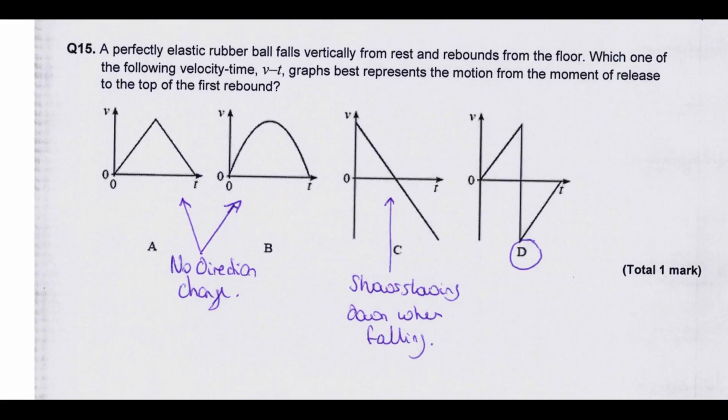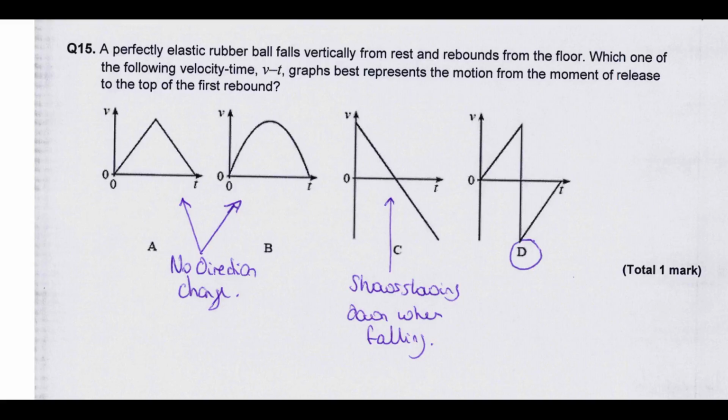So we've got a perfectly elastic rubber ball, falls vertically from rest and rebounds from the floor. Because it's elastic, we know that it's going to have the same amount of kinetic energy going in as it has coming out. So it's just going to have the same speed but in the opposite direction when it comes off the floor. Which one of the following graphs represents the motion?